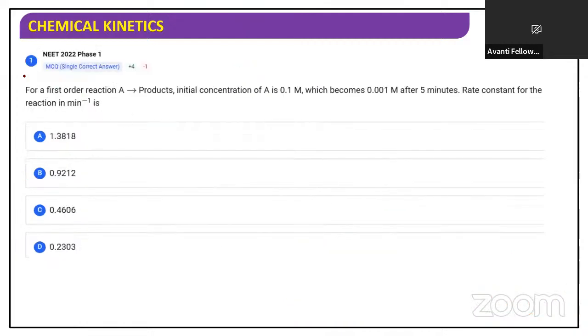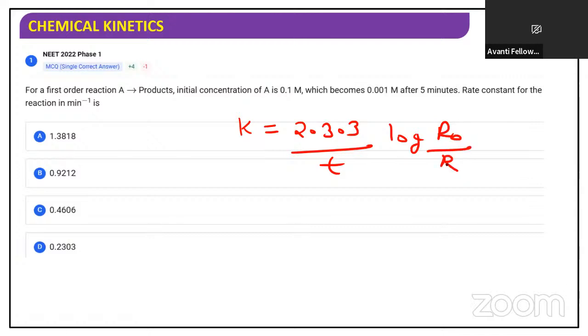Yes sir. Good. Try to solve this question, you can do it easily. For the first order reaction, the product initial concentration is given, after 5 minutes, rate constant. So for the first order, which equation are we using? K is equal to 2.303 by t log a naught divided by a.